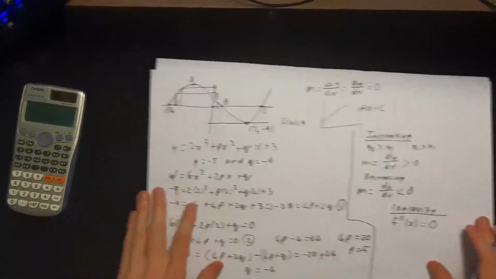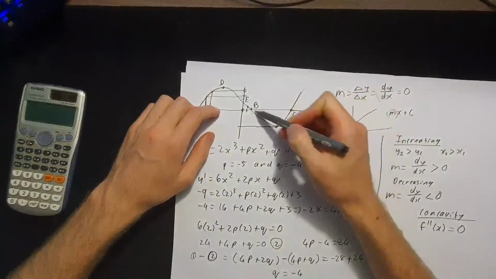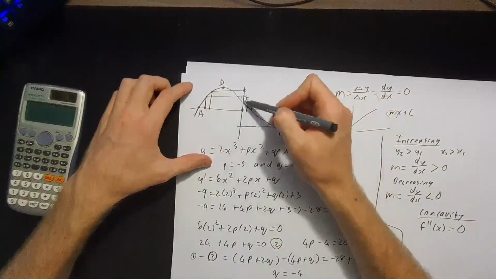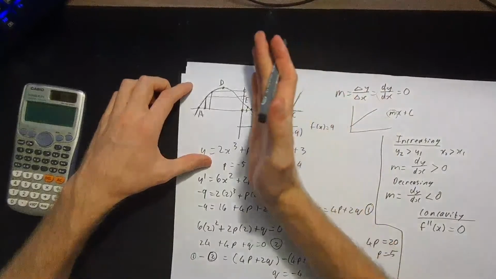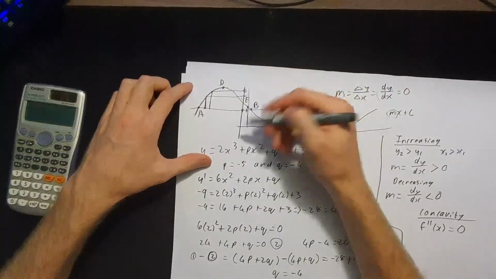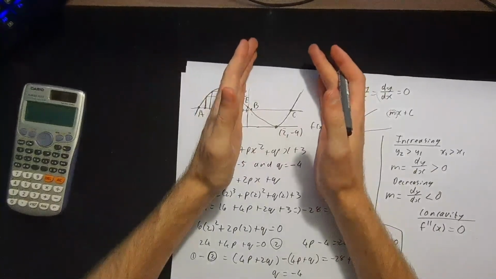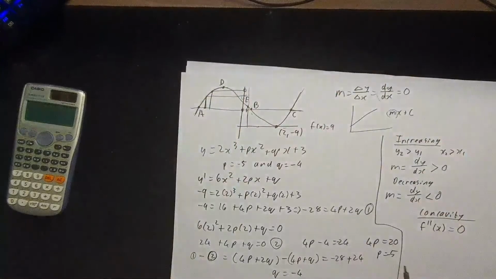But in this case, this point here would be concave up, and this over here would be concave down. So where the graph is from this point here, there's concave down and there's concave up. If you're not sure about that, let me know and I can explain it again.